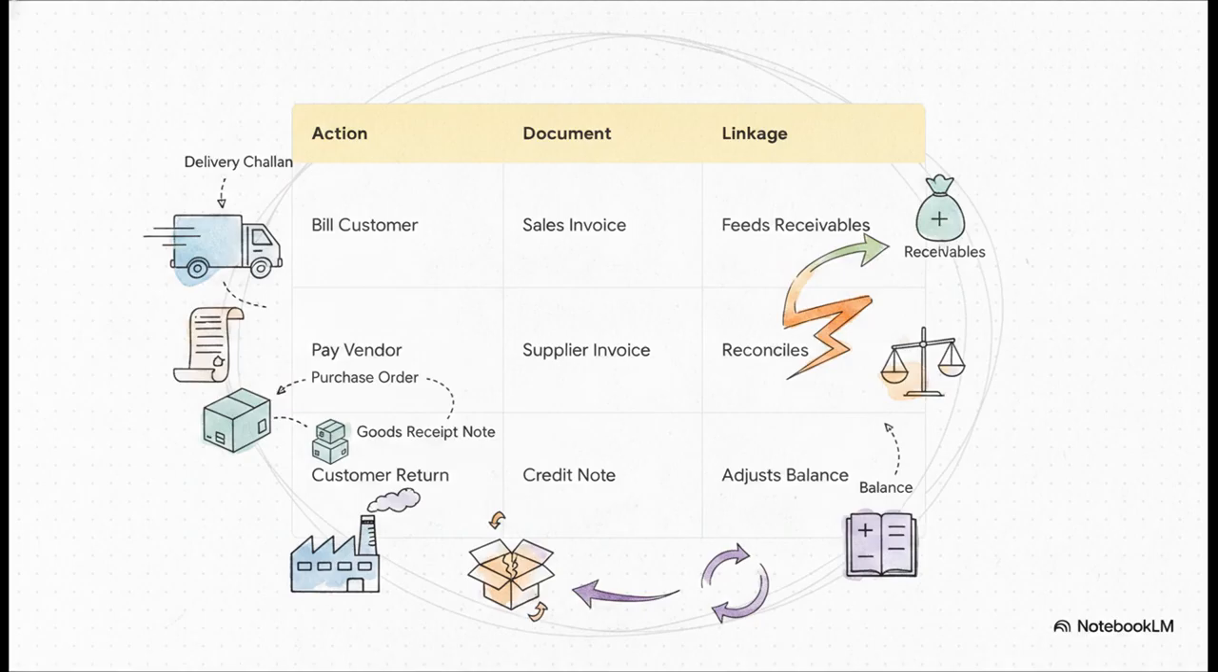Which brings us to our final act, Section 5, Financials and Dashboards, the financial finish. This is where the magic really happens, closing the loop. It proves that every physical action we took has an exact financial equivalent. When we bill our customer, that sales invoice links directly back to the delivery challan we just made, automatically feeding our receivables. And when we pay our vendor, the supplier invoice meticulously reconciles back to the original purchase order and GRN. The data literally just flows forward, no double entry, which means zero manual data entry errors.